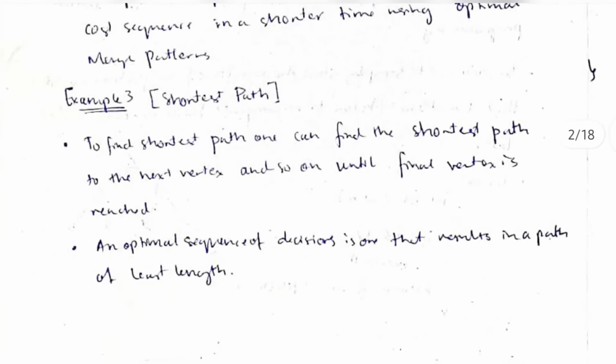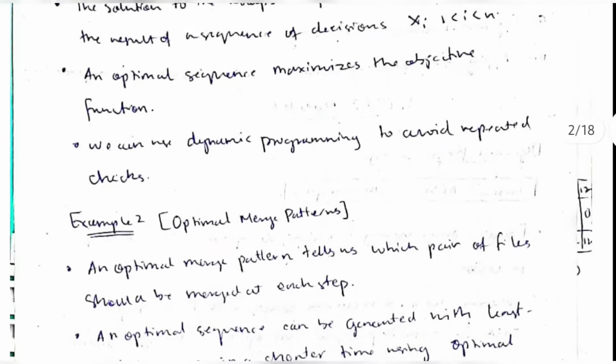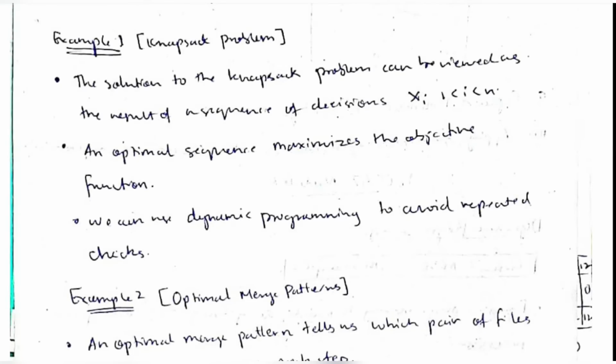And the third one is shortest path. That means from one area to another area there will be many intermediate areas. By going through which area it will be the shortest. Dynamic programming helps a lot with that too. We'll be looking at many examples and algorithms, so let's move on to the next topic.